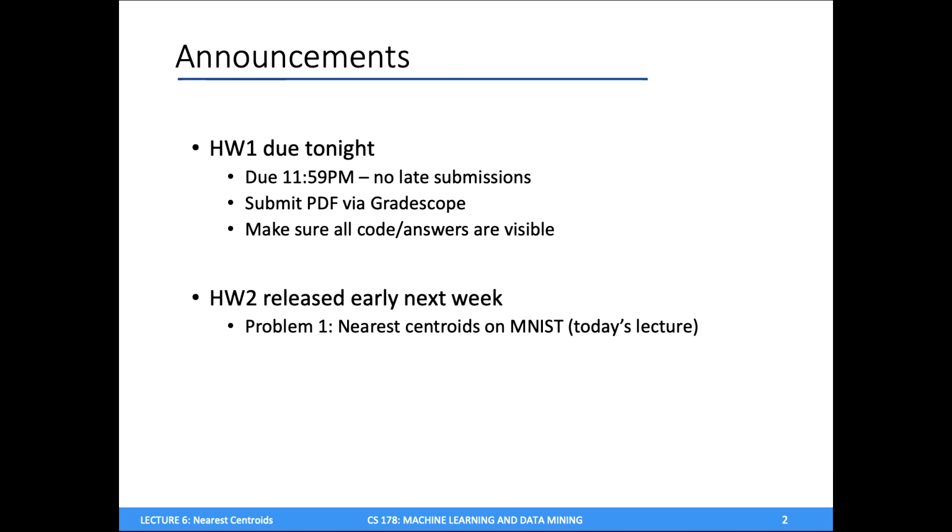The only other announcement today is that the second homework is going to be released early next week. So keep an eye out for an announcement about that. Hoping to get that out to you guys by about Monday. The first problem on the second homework is going to be about nearest centroids on this MNIST dataset, and we'll cover the topics you need for that problem in today's lecture.